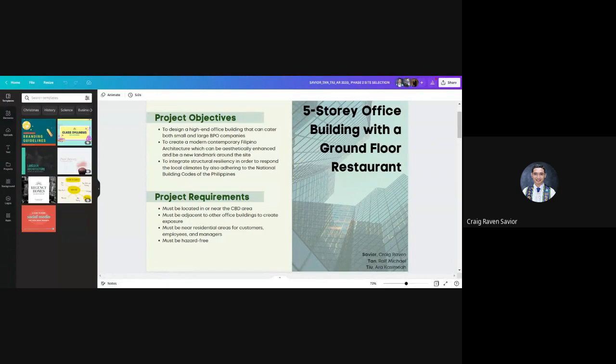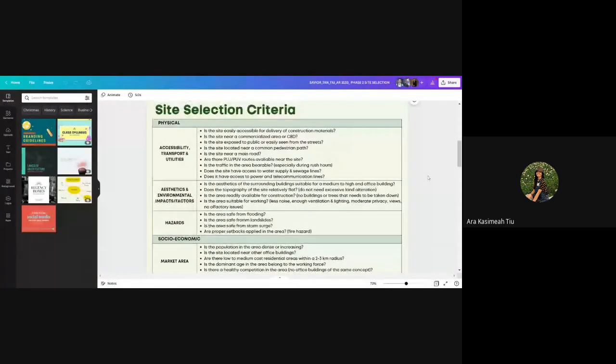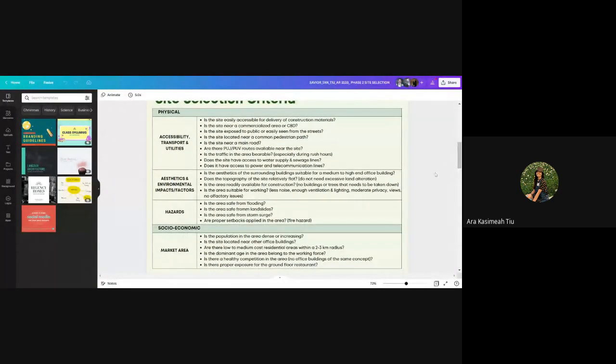Next are the project requirements. First, it must be located in or near the CBD area. Next, it must be adjacent to other office buildings to create exposure. Next, it must be near residential areas for the customers, employees, and managers. And lastly, it must be hazard free. So for our criteria, we followed the three categories given and also added aesthetics and environmental impacts. Under these categories, we added specific guide questions to make our rating process easier, rating each guide question from 0 to 4, with 0 as strongly disagree and 4 as strongly agree.